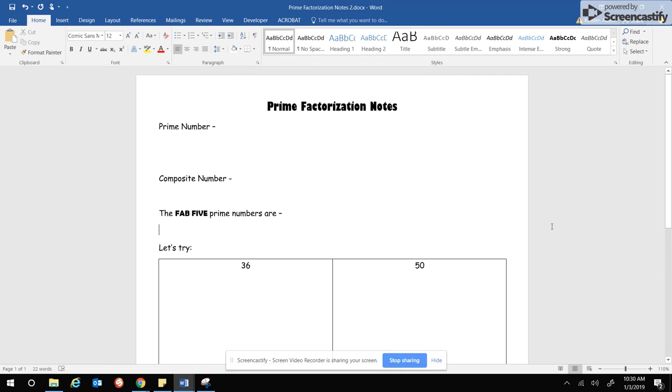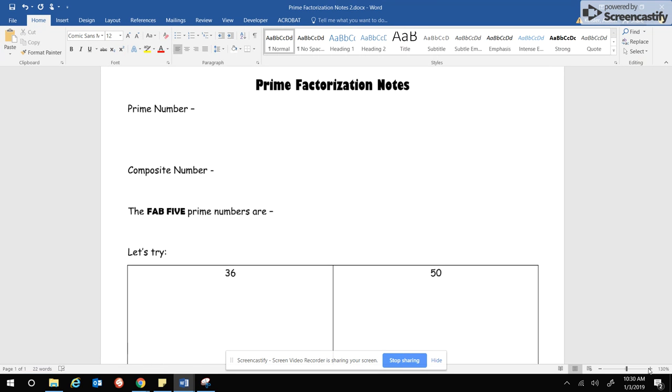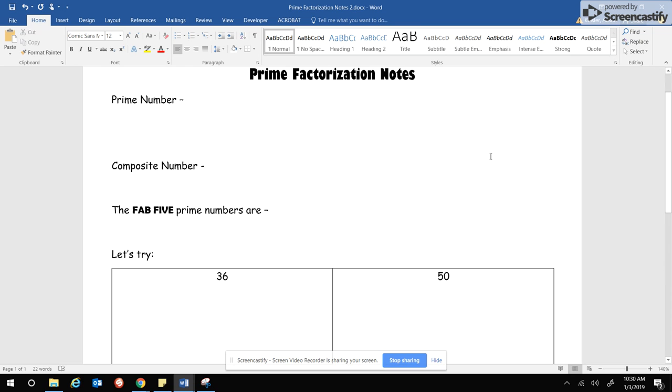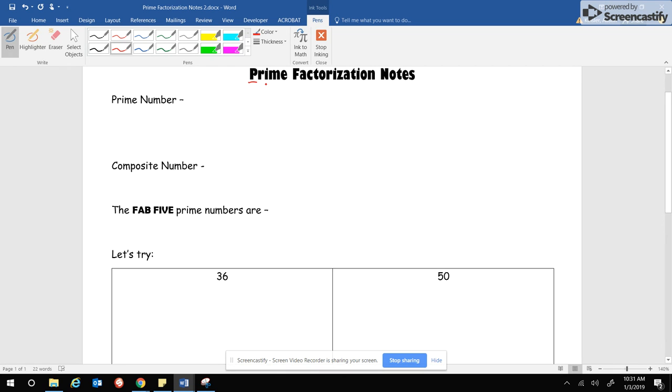All right, we're going to look at prime factorization. Basically, prime factorization is I'm just trying to find all the prime factors in a number. So basically, I'm breaking apart a number to find all the prime factors inside of it. Well, to do that, we have to know what a prime number is.